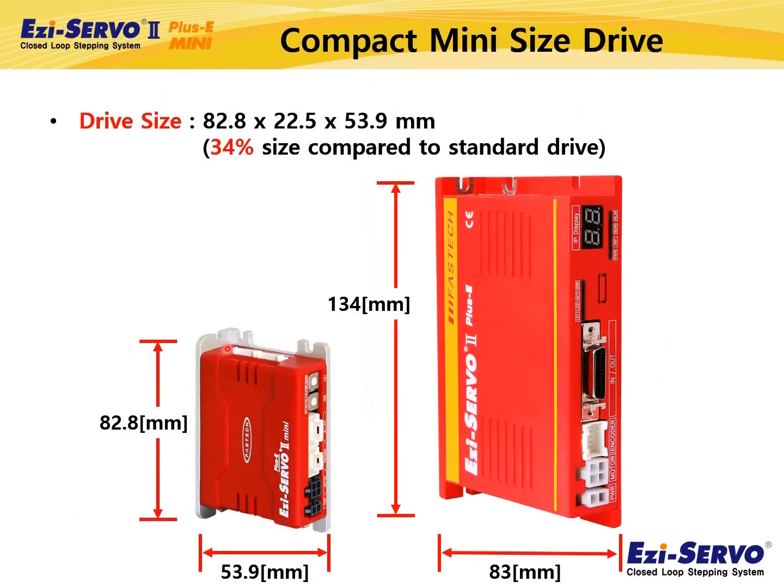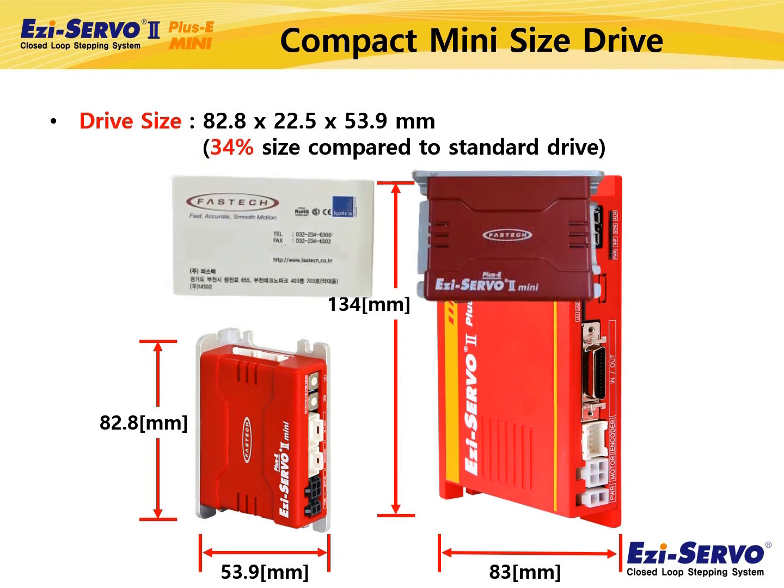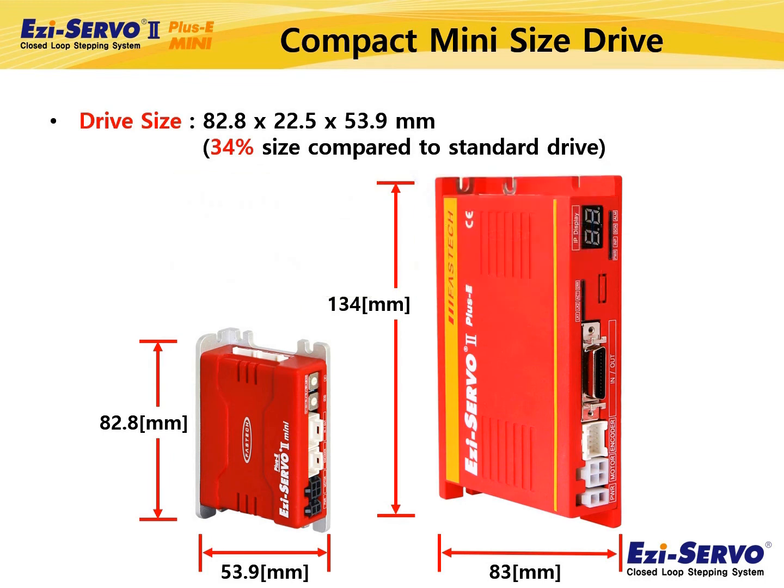The size of EC Servo 2 Plus-E mini drive is 1/3 the size of the Plus-E standard type drive. The size is similar to the size of a business card. Unlike existing mini type drives, as you can see, the drive can be installed by screw mounting holes so that the drive can be mounted in the vertical and horizontal directions.